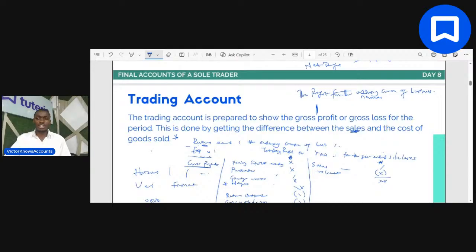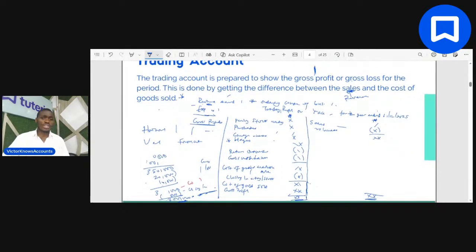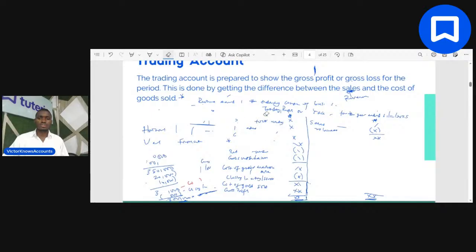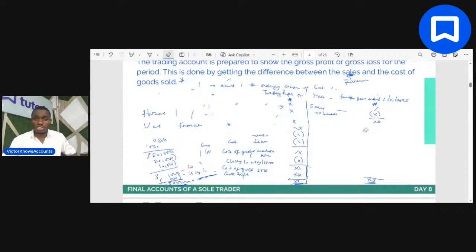Do you understand that? So your cost of sales is what? The cost that you incurred in the ordinary course of business. While sales or revenue, another name for sales, it can also be called revenue, is the income that you made in the ordinary course of business. That's what I wrote here. Revenue is earned in the ordinary course of business. I hope you understand that. So I wanted to just use this to explain before, but let me rewrite it.